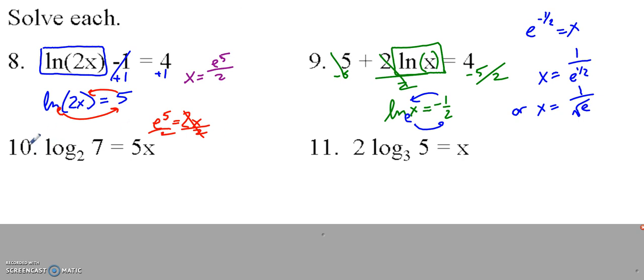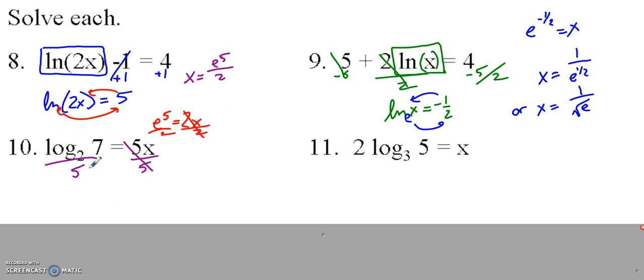So in this case, number 10 is like that first note that I made. Notice that my log doesn't have a variable inside of it, right? My variable's over here with the 5. So in order to get the x by itself, I just divide by 5. Log base 2 of 7 over 5.